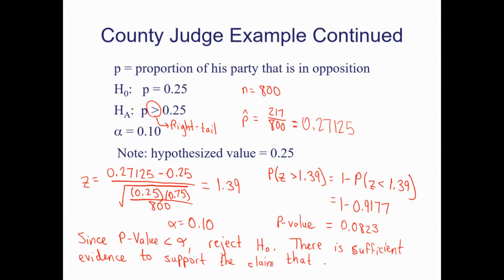that p is greater than 0.25. Okay, so if there's evidence to support this claim, how should we advise the judge? Should we tell him to run or not run? Not run. He said if it's more than 0.25, he won't run. So we need to say right here that we need to advise him not to run.